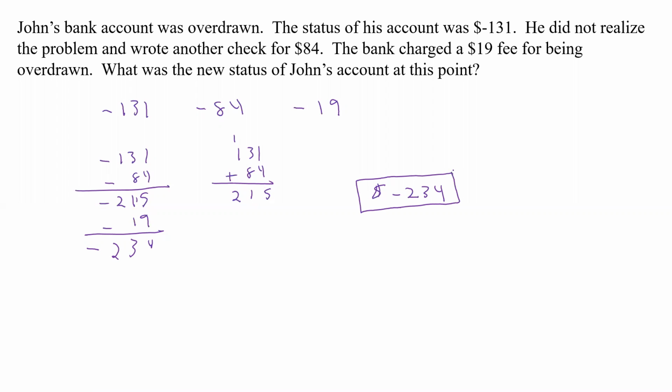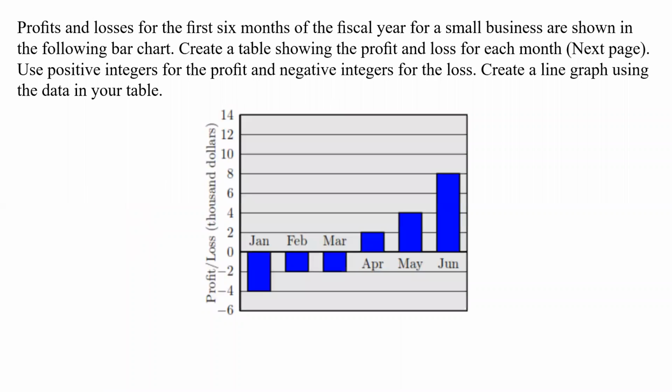Okay. So remember, when you add like signs, whether they're positive or negative, here, positive ones add up to 215. Here, like signs, negative and negative, they add also, and we get a negative 215. And then we say, okay, well, we're going to add on another negative 19. And so we basically add those two together, keep the sign the same, and we get negative 234. All right. The next one.